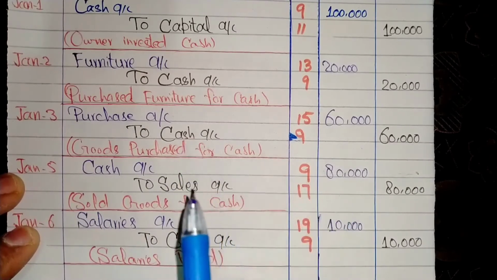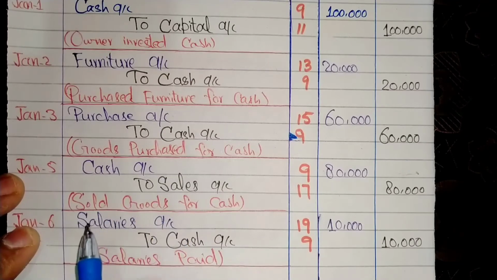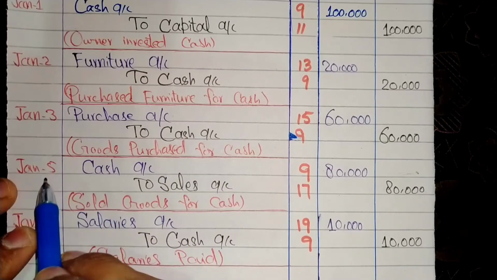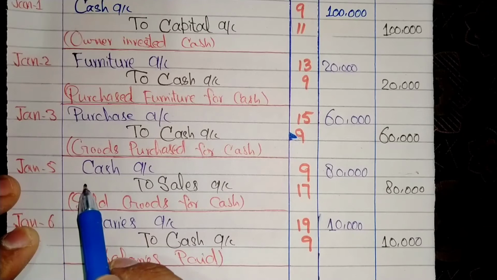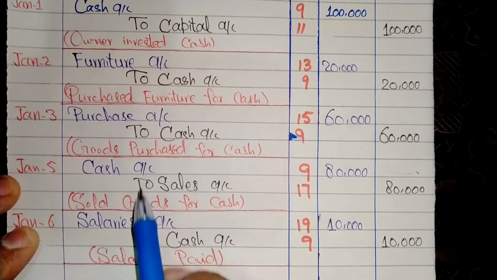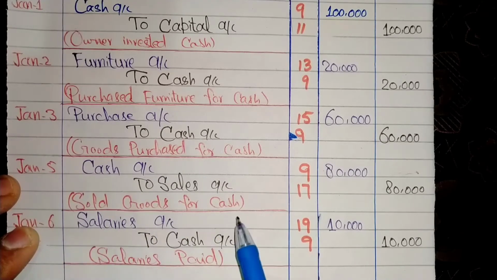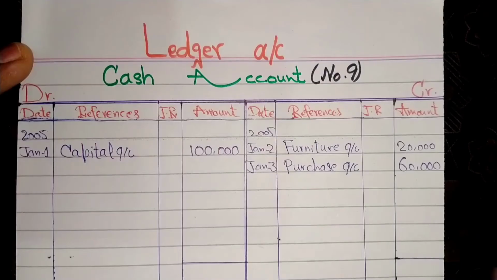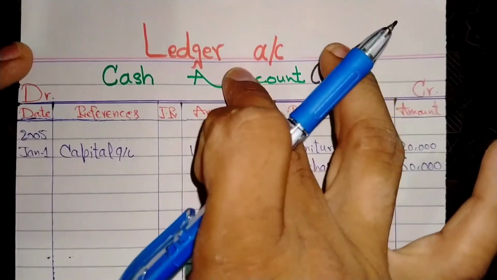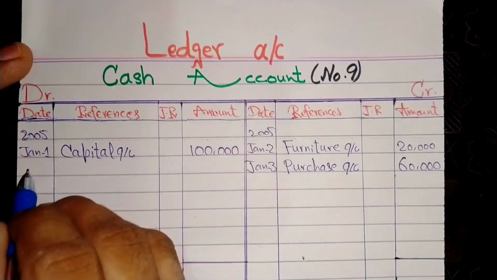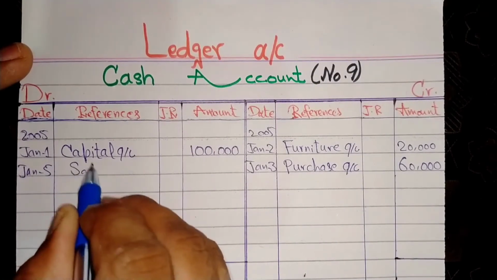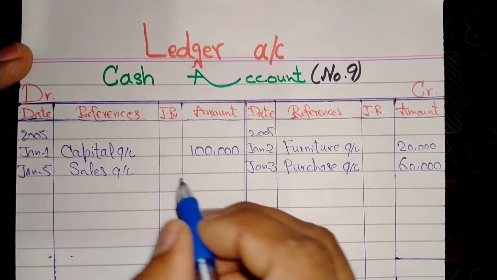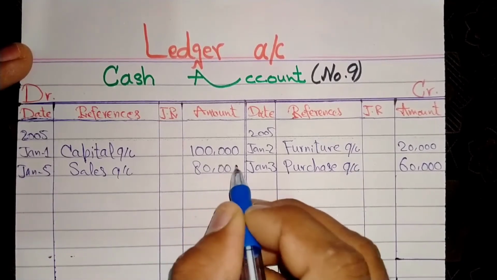We have reached here on Jan 3rd, finding cash account and entering in ledger account. So we will find cash account in the next entries which exist on Jan 5th. Okay. So the next journal entry is cash account debit to sales account because sold goods for cash by the business amounted $80,000. Cash to sales. Okay. Cash account debit with sales account on date Jan 5th. Sales account with amount 80,000 rupees.